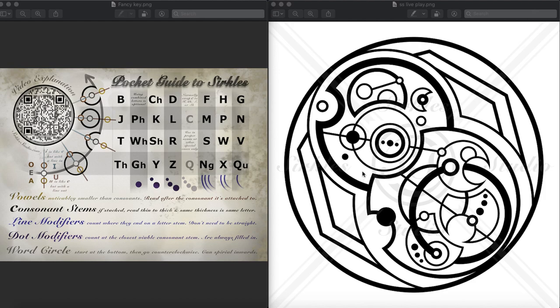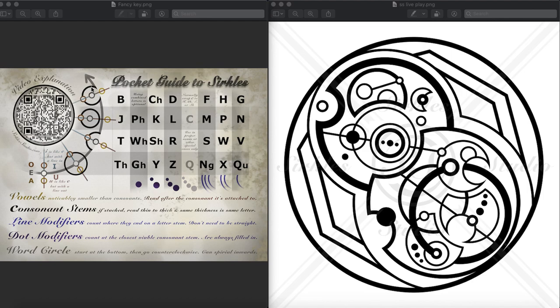It was done using Loren Sherman's script, which uses a combination of dot modifiers, like these, and line modifiers, which can be straight, like these, or even curve, like these. And there are 4 different shaped letter stems.